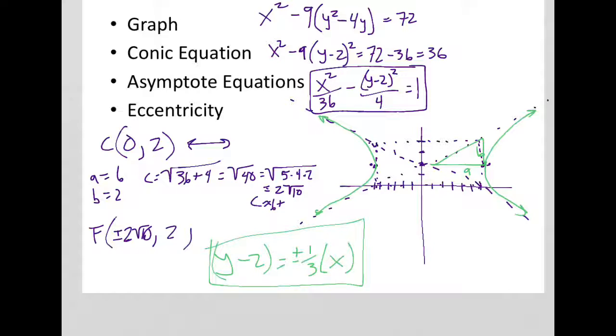And let's just identify the eccentricity. So again, C over A, so it's going to be 2 root 10 over my A value, which is 6, which we know is going to be very close to 1, because that's like 6.32 over 6. So it's very close to 1, and it's a pretty narrow hyperbola. So again, try to make the connection there.